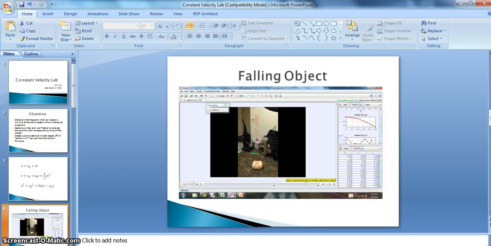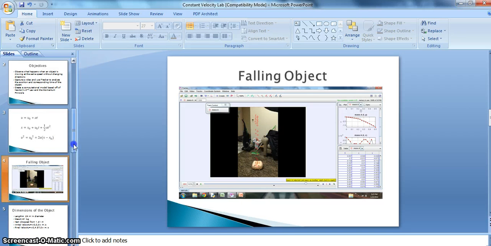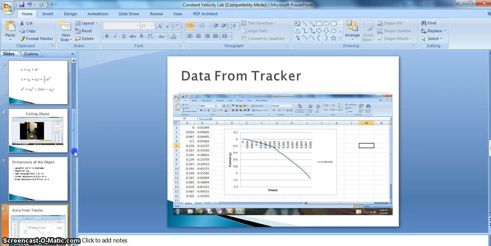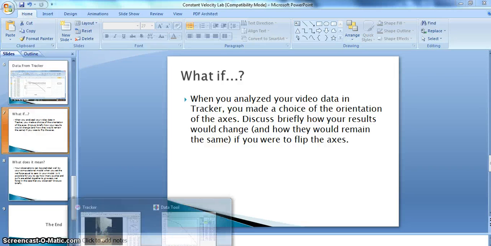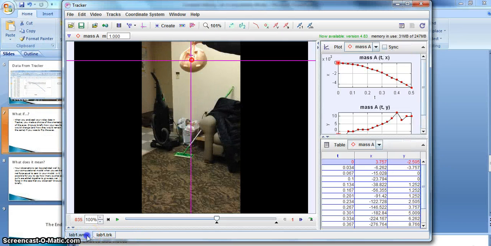Now we're going to be moving on to some questions. What if I oriented the axis in a completely different way? Instead of putting it on the y-axis, I put it on the x-axis. My hypothesis before doing any testing was that it wouldn't really change. The data will still be the same, except it would be oriented in the x direction as opposed to the y direction. Afterwards, I did use Tracker and run a little test.